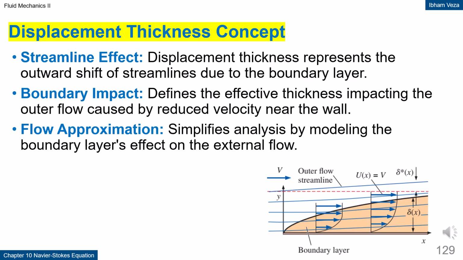Displacement thickness concept. The displacement thickness represents an apparent outward shift of the wall caused by the reduced velocity near the surface. Physically, it represents the reduction in mass flow rate due to the presence of the boundary layer.